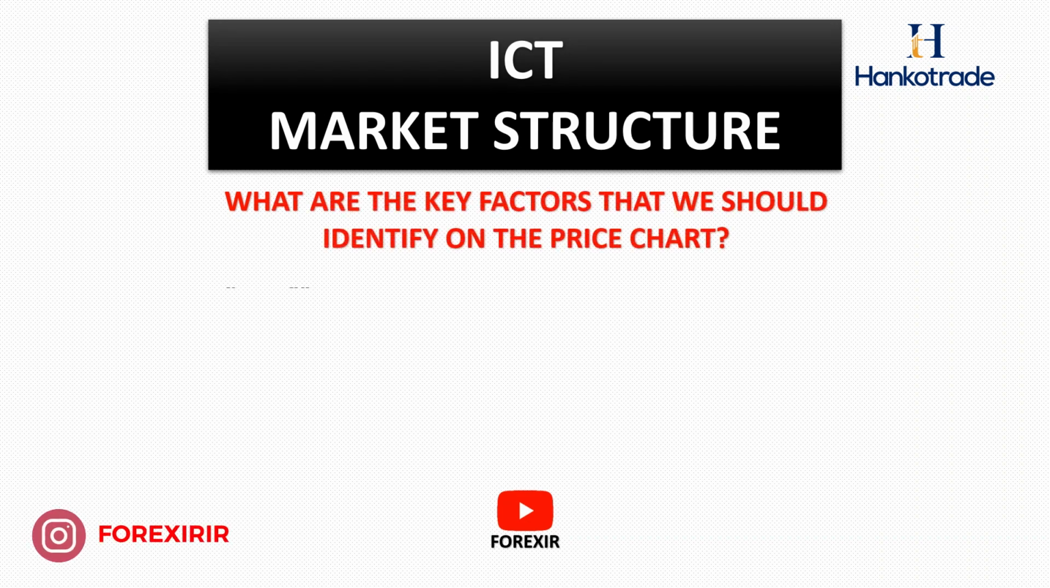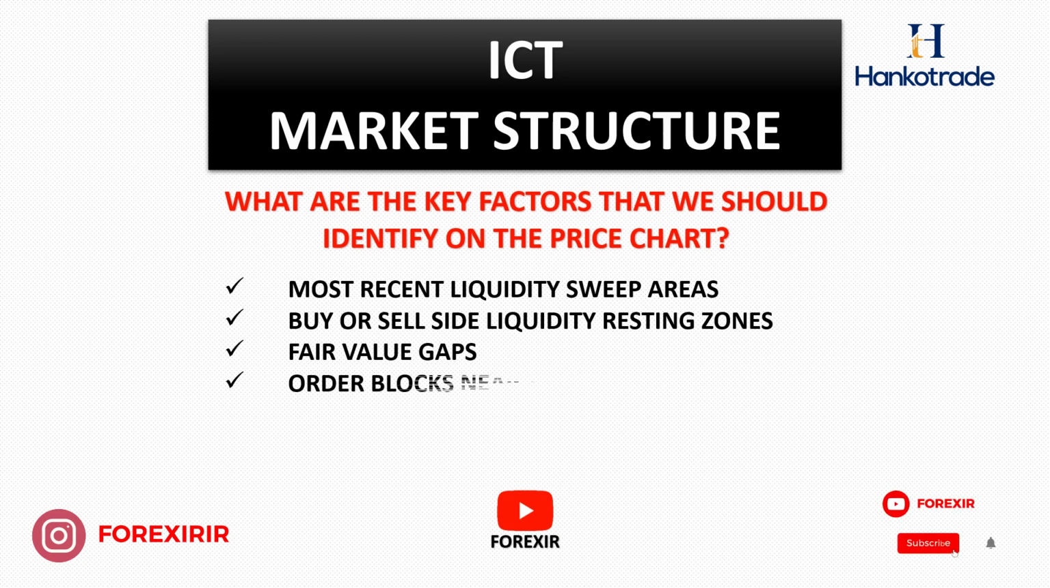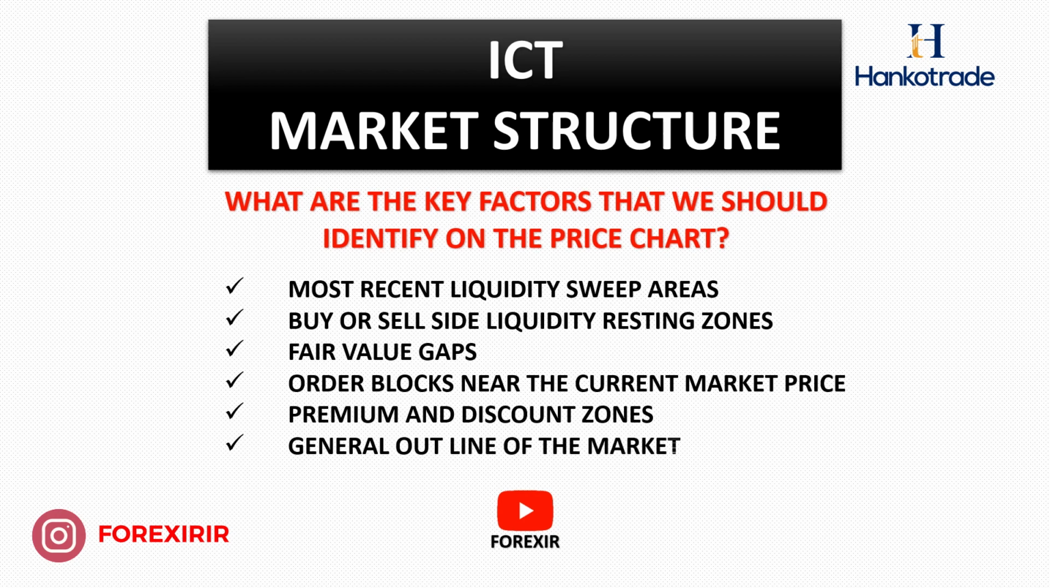Here are the key factors that we should identify on the price chart. First, we should focus on identifying the most recent liquidity sweep areas. Second, we need to detect the buy or sell side liquidity resting zones. Third, it's essential to flag fair value gaps. Fourth, we should spot order blocks close to the current market price. Fifth, the identification of premium and discount zones is crucial. Lastly, we need to identify the general outline of the market. These factors are key to gaining insights into the market's dynamics and can aid in making informed trading decisions.